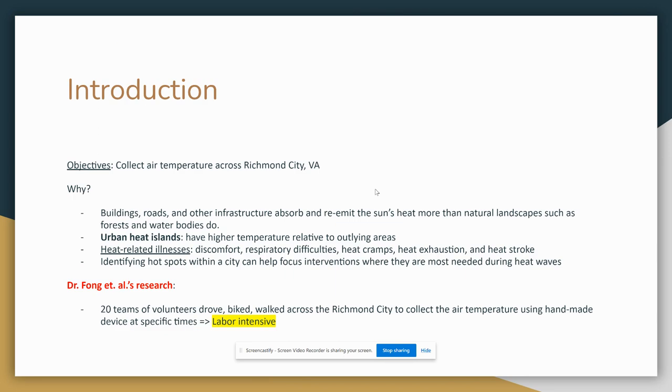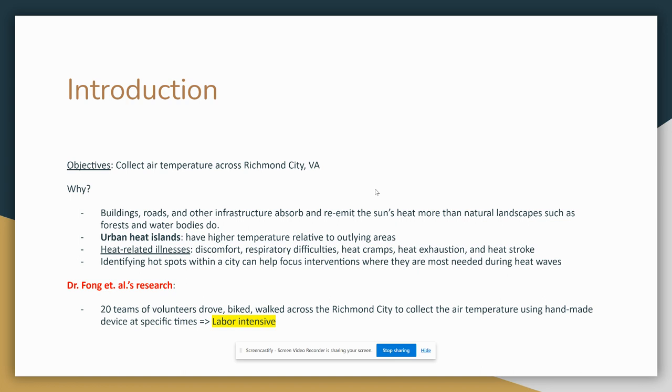So the objective of this presentation is to develop a more efficient and accurate way to collect air temperature across the city, in this case Richmond. So why would we want to collect the air temperature? Because air temperature reflects the conditions in which people are living and can affect quality of life. Within the urban area, there are areas concentrated with concrete structures and thus have a higher temperature than outlying areas. These hotspots are called urban heat islands.